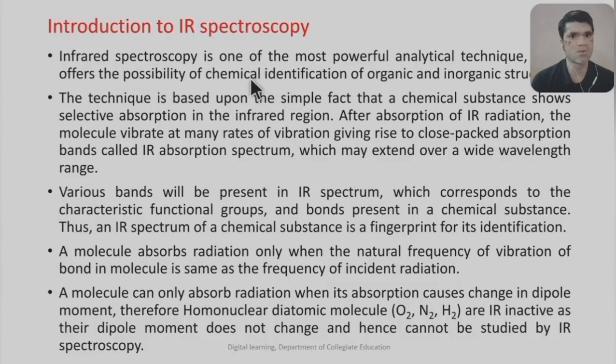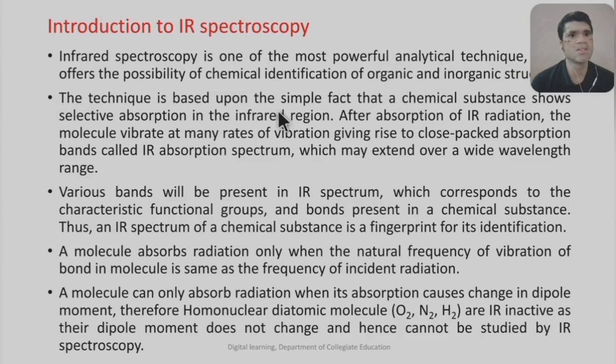IR spectroscopy is one of the most powerful analytical techniques, which offers the possibility of chemical identification of organic and inorganic structures. Using IR spectroscopy, we can find the type of functional group present in the organic molecule, and in combination with other techniques such as NMR and mass spectroscopy, we can find the complete structure of the molecule.